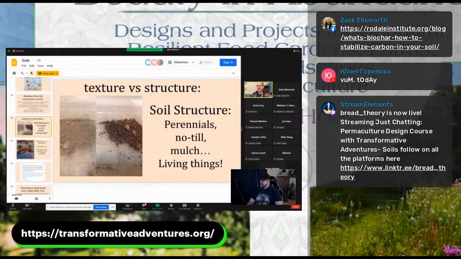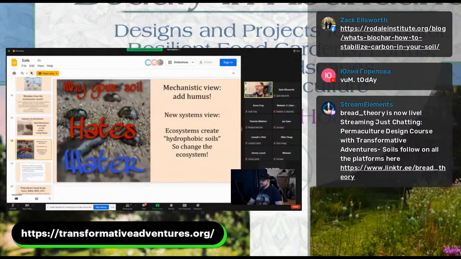Okay. Any other thoughts or comments, questions about that? One more idea of a brute force method. Here you go about Creeping Charlie.